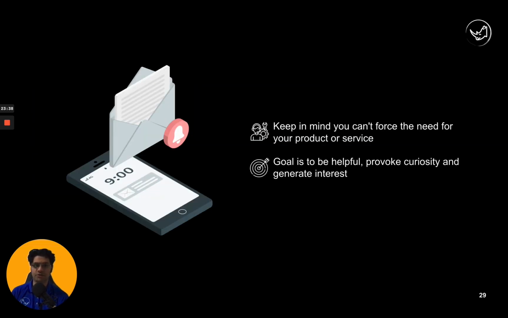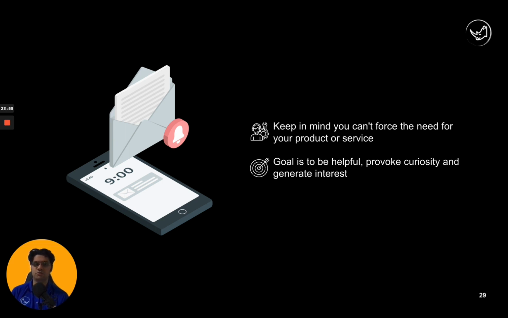So you want to approach it differently. This is pretty important, but I feel like a lot of individuals forget this: you can't force a need for your product or service. You can't just go to an individual and be like, hey, you should really use this, book a time with me, right? That's not how people buy. That's not how people find things online, or any of that, right?